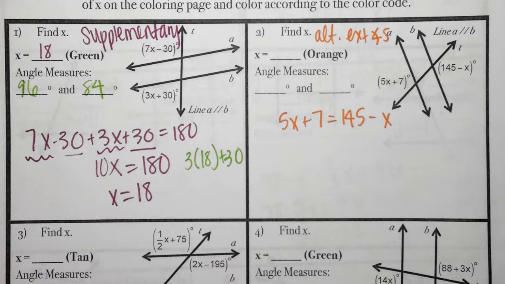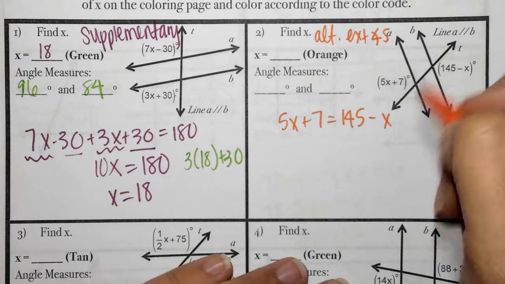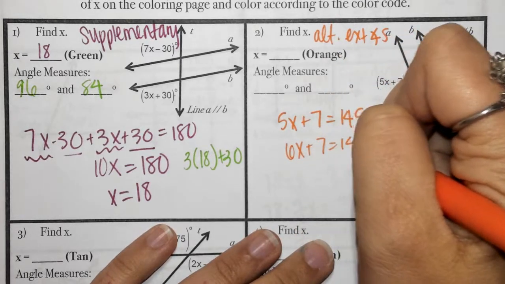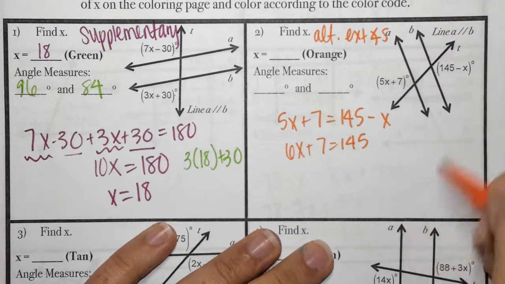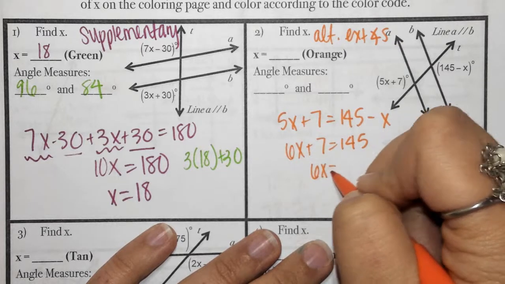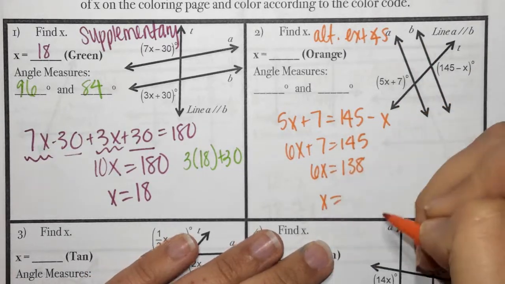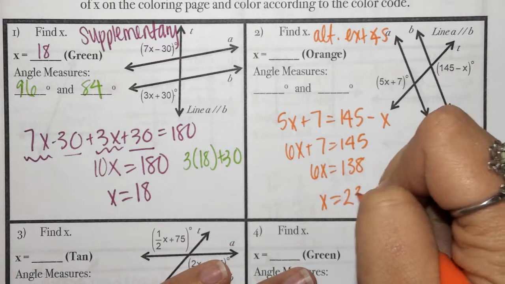How would we solve it from here? You would add x to both sides, and you'd get 6x plus 7 equals 145. And then what would we do? And we would get 6x equals 138, and then we would divide by 6 and get 23.